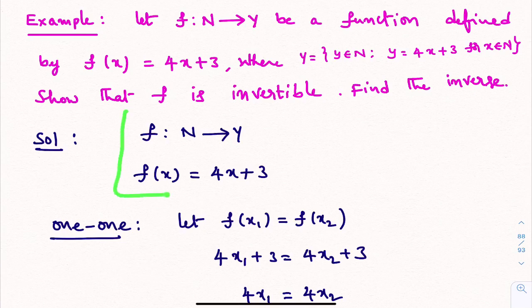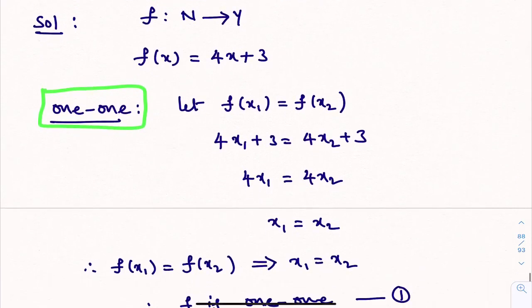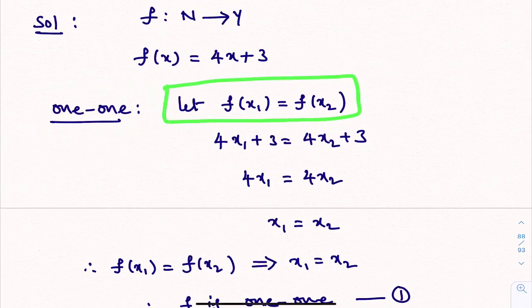First I'll write the given information. This is the given information. What they have given: f is from N to Y and f of x is 4x plus 3. These 2 things they have given in the question. As I need to show that the function is invertible, I'll check one-one and onto first. By this time you have got clarity on how to check one-one and onto. How to check one-one? First I'll take f of x1 equal to f of x2, and if I get x1 equal to x2, then I can say that the given function is one-one.